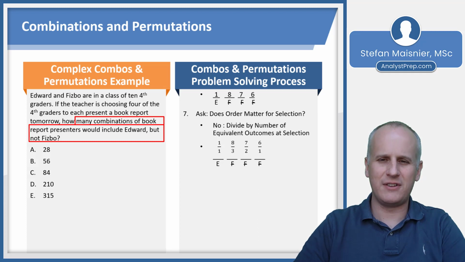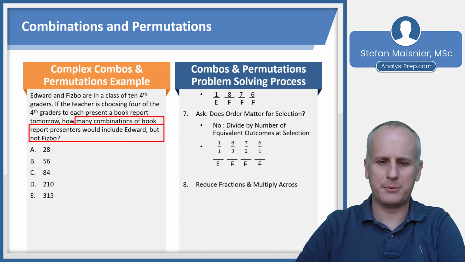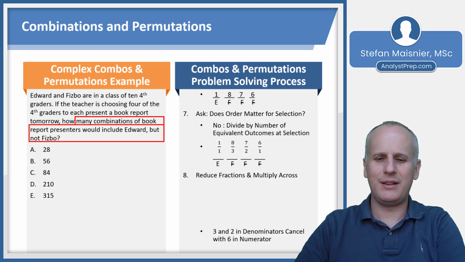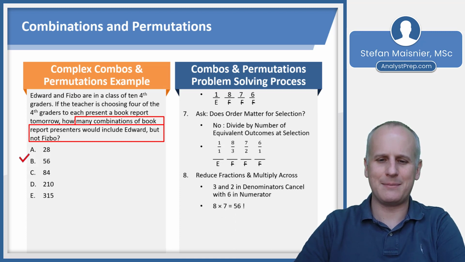So when the first non-Fizbo student is chosen, there are 3 open spots that have the same outcome of that child being chosen. So you have 8 divided by 3. Then after that person is selected, you have 7 children who are not Fizbo that could be selected still, divided by the 2 still open spots at that moment of selection. And then you have 6 divided by 1 for the last non-Fizbo spot. So then you'll want to reduce your fractions and multiply across. So take the 3 and the 2, cancel out the entire 6, and we're left with just 8 times 7, which is 56, and our correct answer.